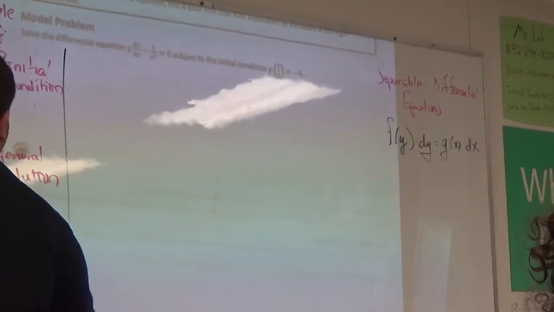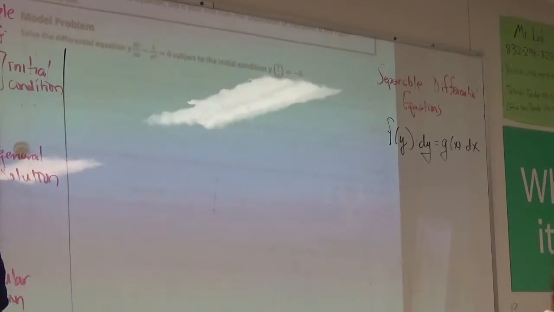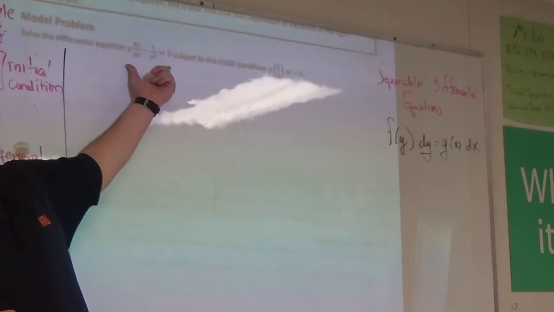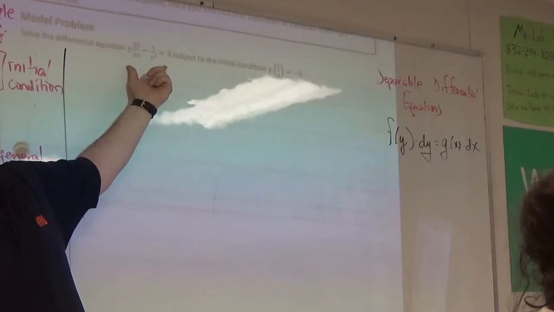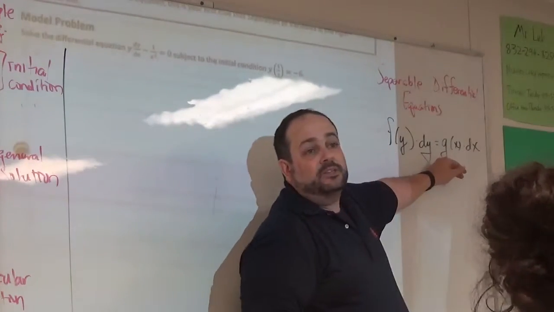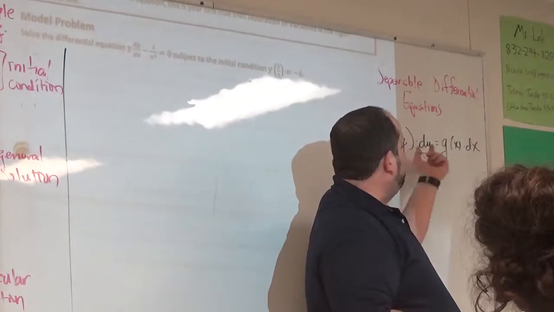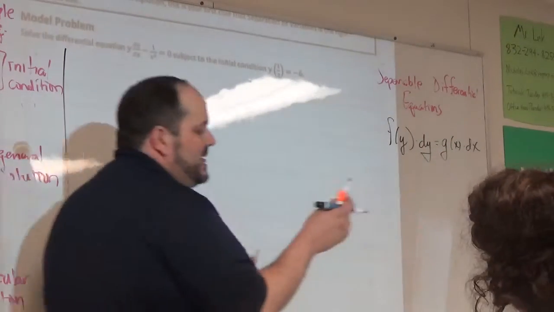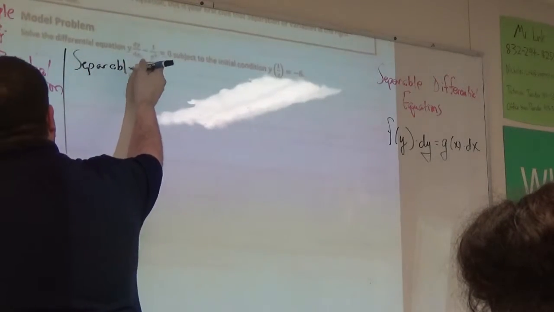The first problem says solve the differential equation y dy/dx minus 1 over x cubed equals 0, subject to the initial condition y of a half equals -6. At first, there's probably nothing about this differential equation that makes you think it's separable. I wouldn't just look at a problem like this and assume separable. It'll be separable if we can write the problem in this form: function of y times dy equals function of x times dx.